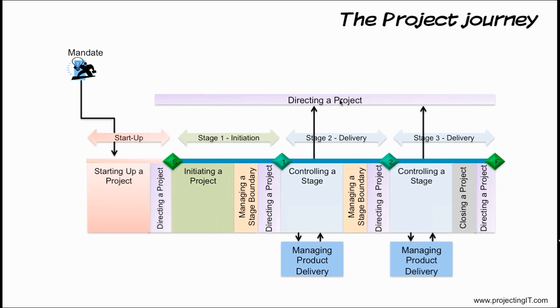To summarize, finally, we have 7 processes in PRINCE2. Each process has a purpose, objectives, activities, and defined outputs. The 7 processes are starting up a project, initiating a project, directing a project, controlling a stage, managing product delivery, managing a stage boundary, and closing a project. The directing a project process defines the work for the project board. Managing product delivery defines the work for the team manager, and all the remaining processes define the work of the project manager. The processes define the chronology.